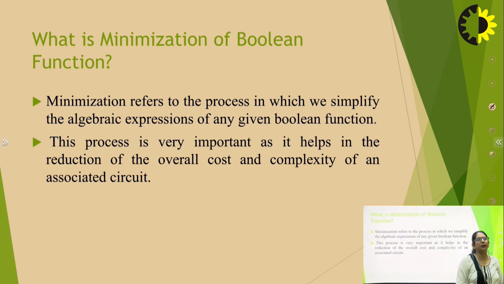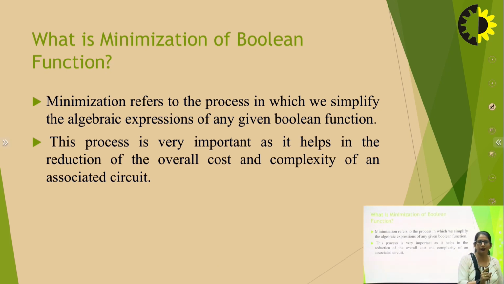Now, what is the minimization of a Boolean function? Why do we need the minimization first? The minimization is a process in which we simplify the Boolean expression of a given Boolean function. Why is this process important? Because it will simplify, it will give you the reduction of your Boolean function. If your Boolean function is reduced, then automatically it will reduce the complexity of the associated circuit. It will give you a lesser number of literals as well. It will automatically reduce the overall cost.